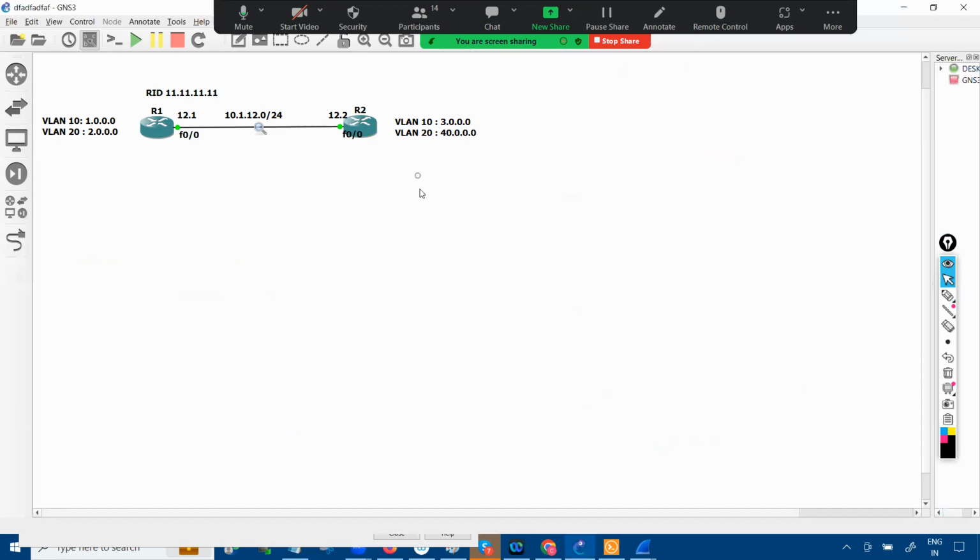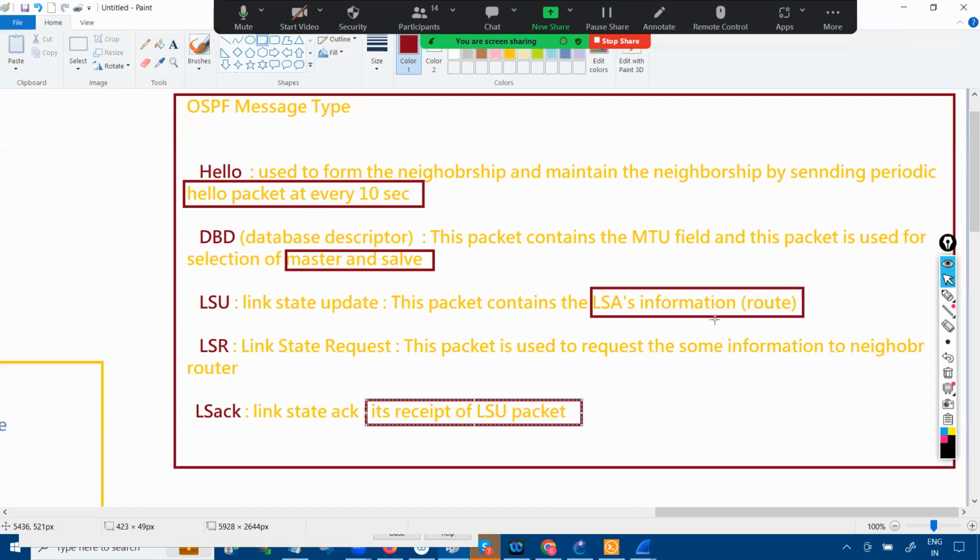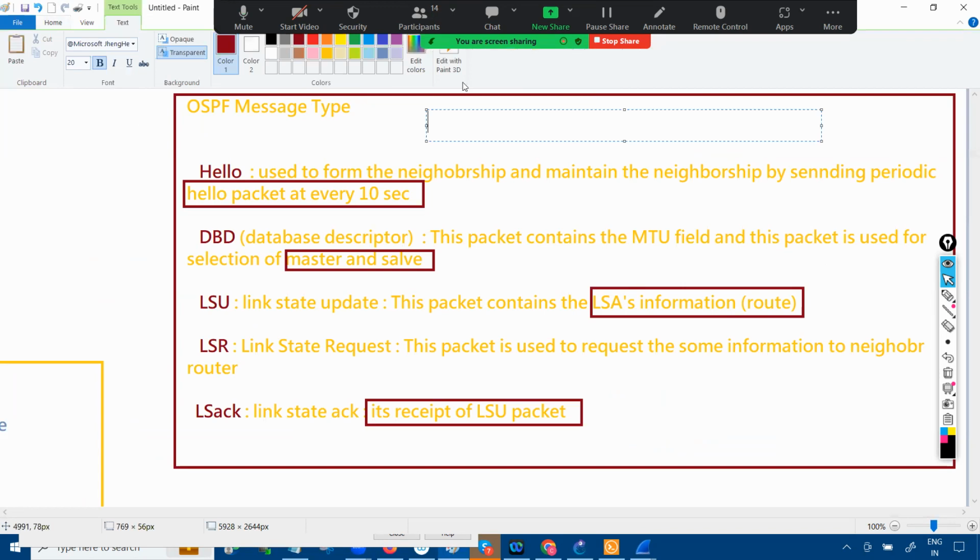Right? So basically, these are the packet types we have in the OSPF protocol. Hello, DBD is going to contain the master and slave information, and also the MTU information. Link State Update packet is going to contain the LSA information. LSR means Link State Request packet, when I'm going to request some information. LSA acknowledge is just like a receipt of the LSU packet. All these packets are encapsulated by the IP header.